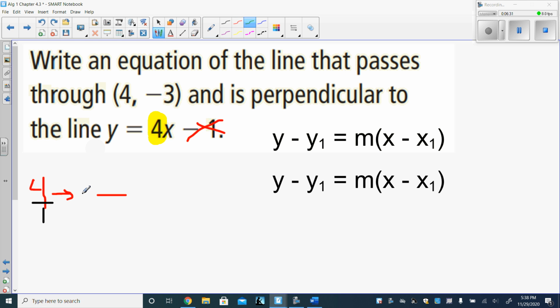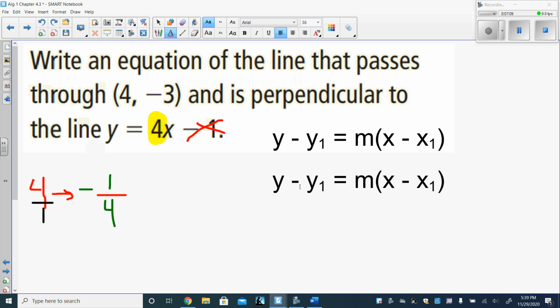Now, the opposite reciprocal, so we're going to change the sign and flip it. Since the slope is starting out positive, if we change the sign, it would become negative. If it started out as negative, it would become positive. So we change the sign and flip it. The 4 goes from the top of the fraction to the bottom. The 1 goes to the top. So the opposite reciprocal of 4 is negative 1/4. So the slope of our new line is going to be negative 1/4.